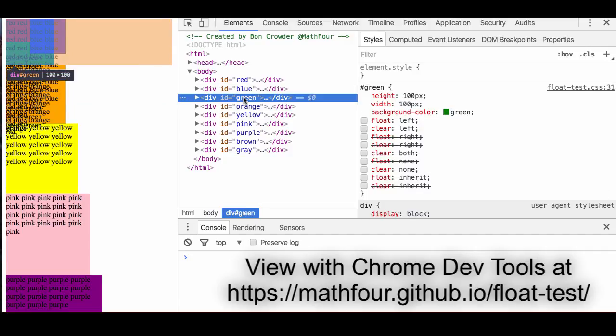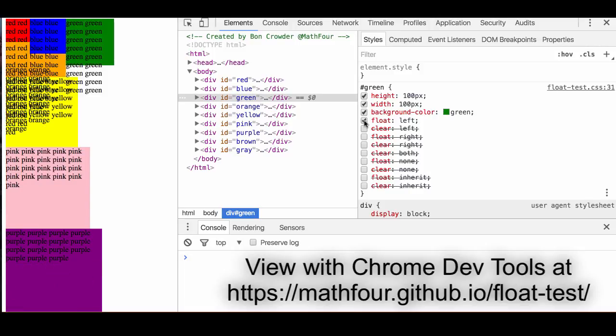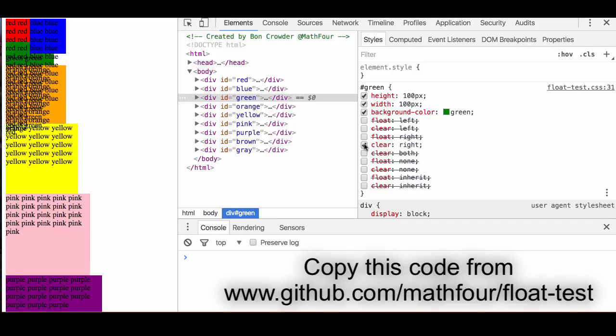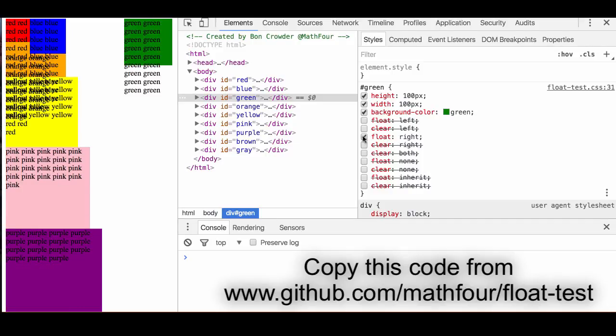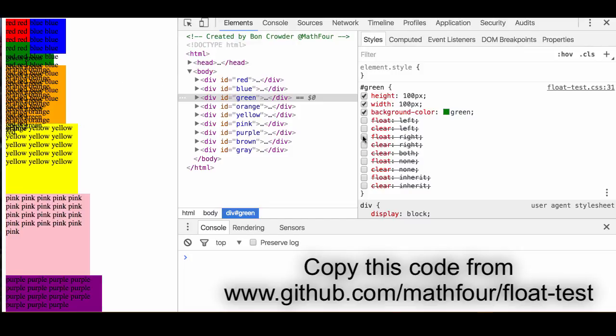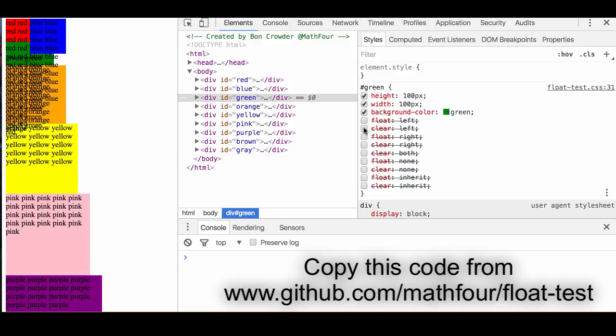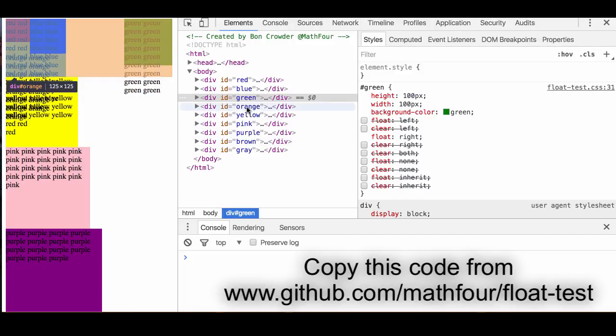Now let's see what happens with the green. So now I'm in green. If I float left, he should go up there next to the blue guy. Woohoo, he did. If I float him right, he should go, oh, not clear, float right. Should go over there. Awesome. And if I clear him left, he should go under the red and the blue. Clear left. Whoop, there he goes, underneath.